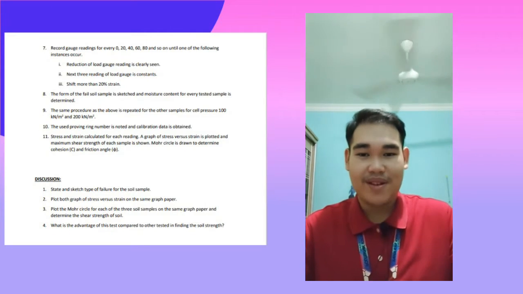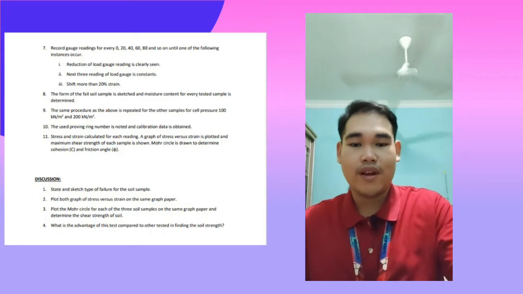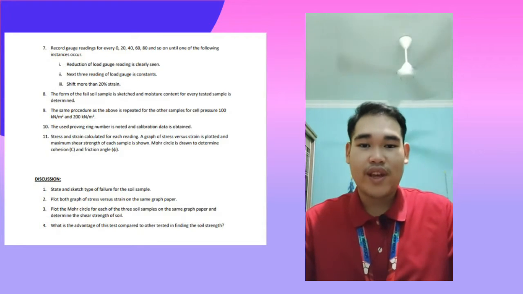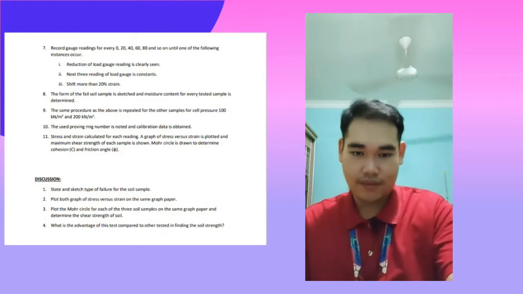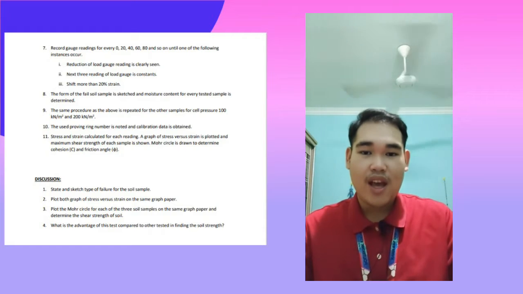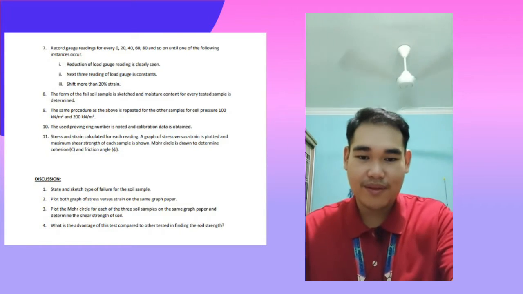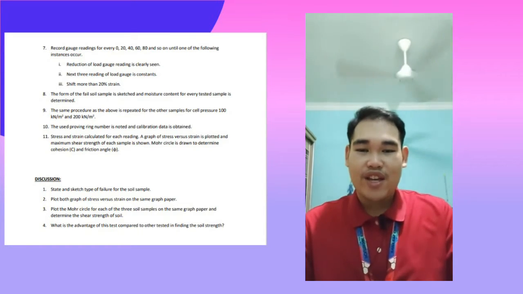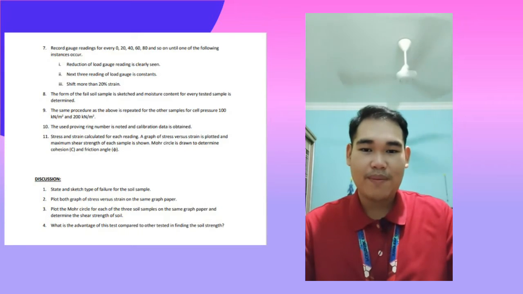Procedure number 7: record gauge readings every 0, 20, 40, 60, 80 and so on until one of the following instances occurs. Reduction of load gauge is clearly seen. Next, three readings of load gauge are constant. And strain shifts more than 20%.